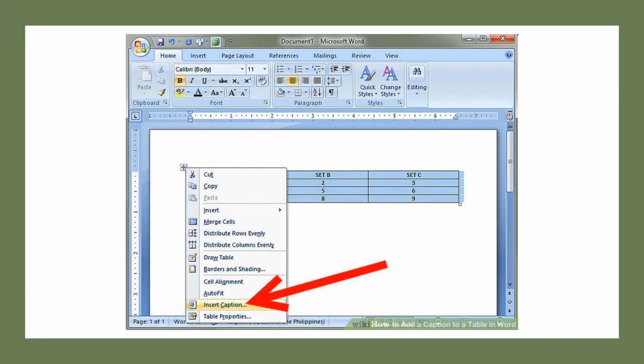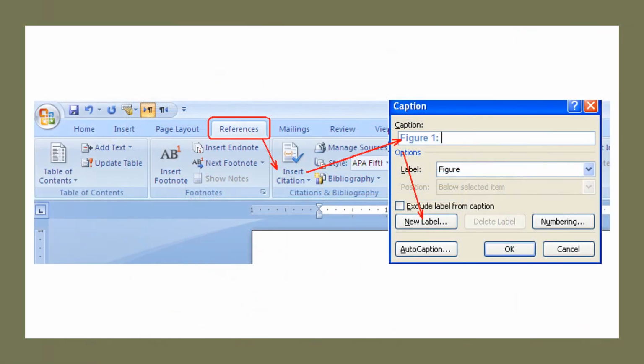So this is a table. You select the entire table so that it's all blue. And then you right-click and you see where it says Insert Caption. Next, a pop-up will come up and it will say Caption.